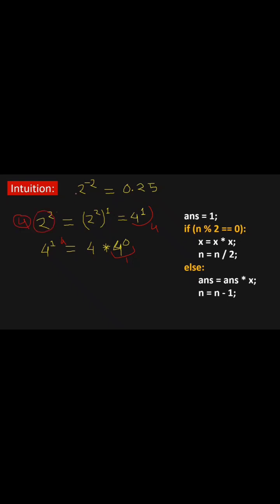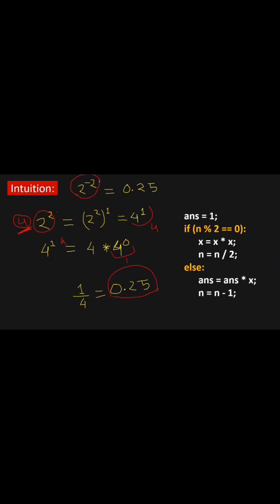Now to get the value of 2 to the power minus 2, what will we do? We'll divide 1 by this value. Okay, then we'll get 0.25. 1 divided by 4 equals 0.25. So we have to return 0.25 for this input, 2 to the power minus 2. Okay, and this is my solution to this problem.